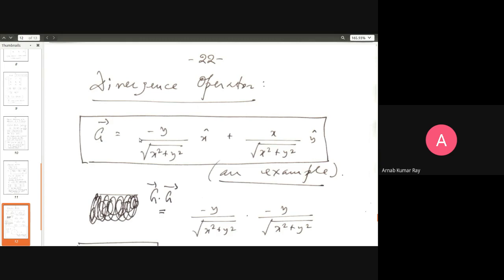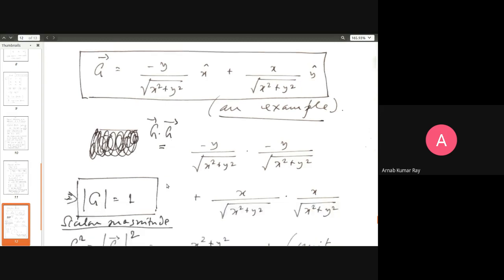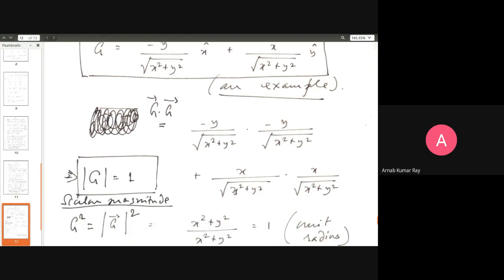A vector G is equal to minus y x cap divided by square root of x squared plus y squared plus x divided by square root of x squared plus y squared into y cap. I'm asking you to find the magnitude of this vector. How do you find the magnitude of a vector? Take the dot product of the vector with itself. That is to say, in this case, you'll have to take G dot G, and then you find the square root of the dot product. Well, let us see what is the magnitude of this thing.